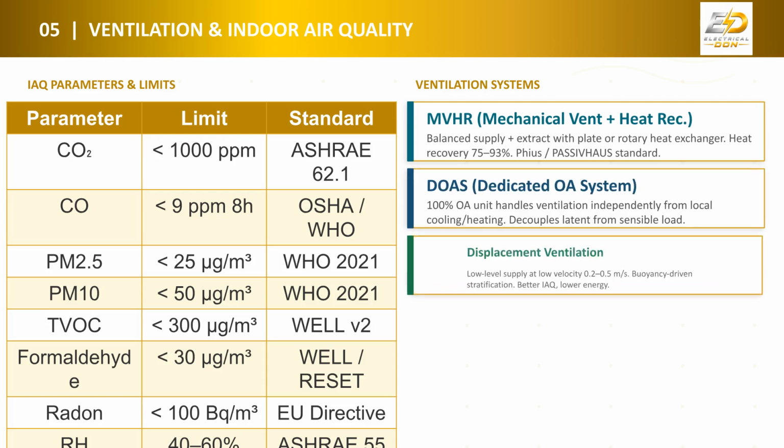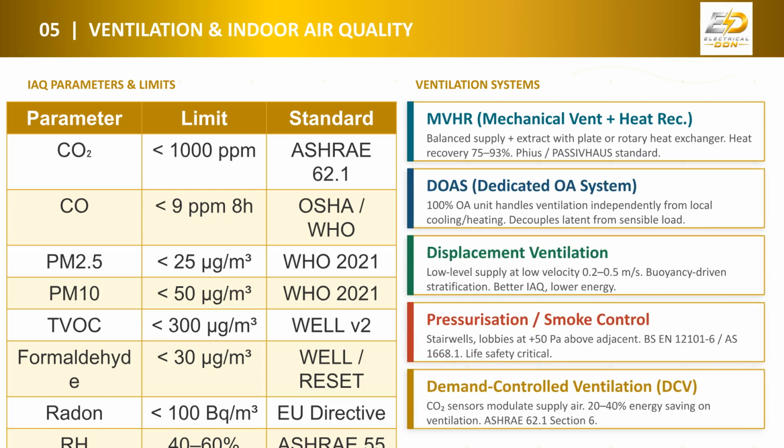Indoor air quality, or IAQ, is critical. Limits are set for pollutants like CO2, CO, and particulates according to standards like ASHRAE and WHO. Ventilation systems include MVHR for heat recovery, DOAS for independent outdoor air handling, and displacement ventilation for better IAQ at low velocities. Pressurization is vital for smoke control, and DCV modulates supply air based on CO2 levels to save energy.